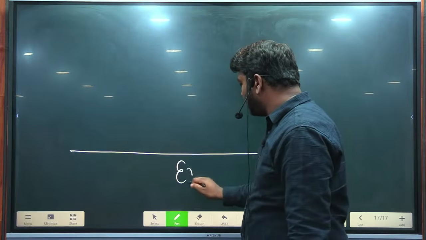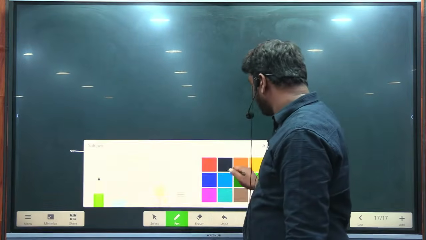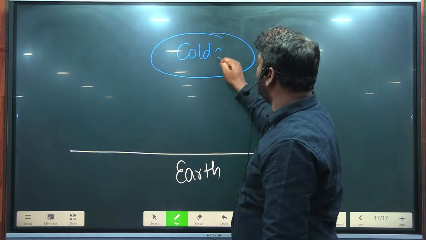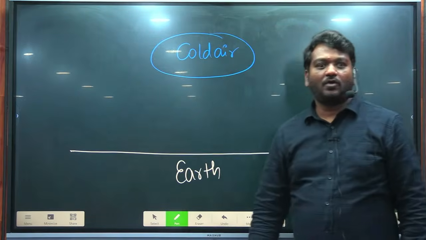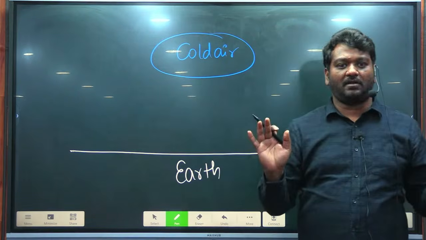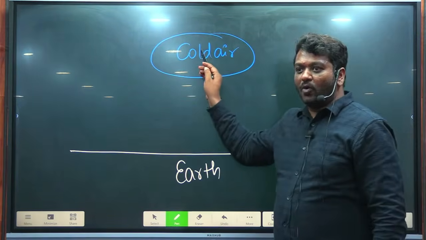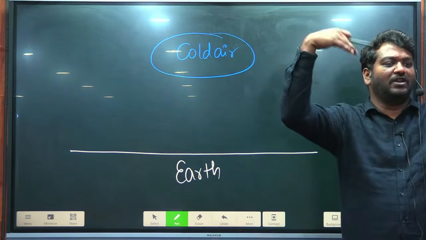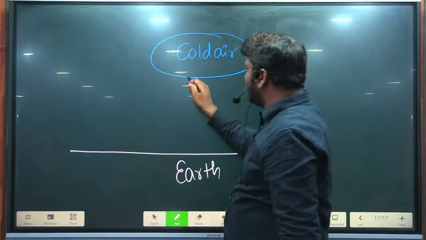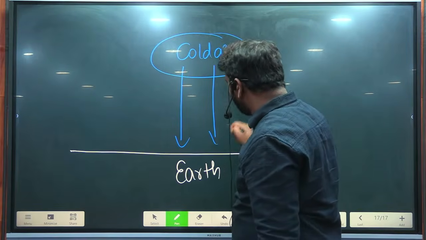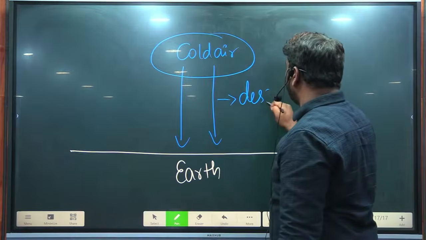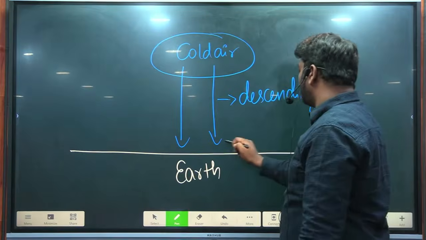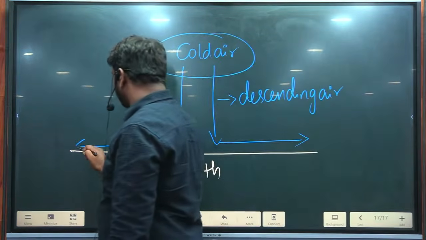Guys, irrespective of the Earth's surface temperature, I have cold air here. What is going to happen if you have cold air? Cold air, is it heavier or lighter? Heavier. Now, it is cold not because of earth temperature. It is cold because of adiabatic cooling. It became cold. Now can I say what is going to happen to the cold air? Descends. After descending, after hitting the ground, there will be diverging.